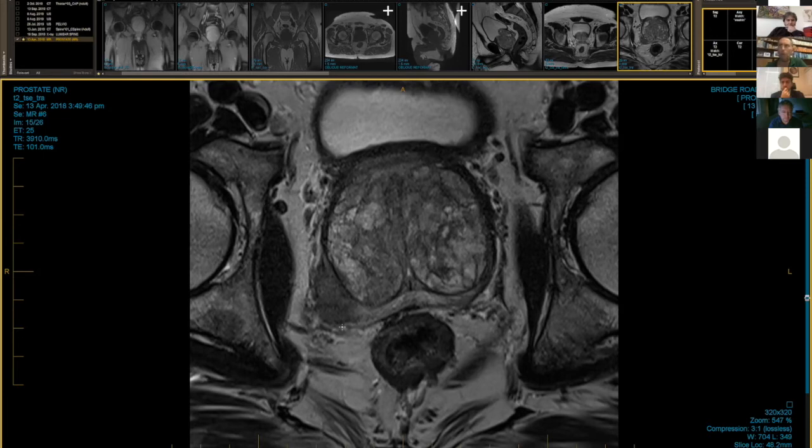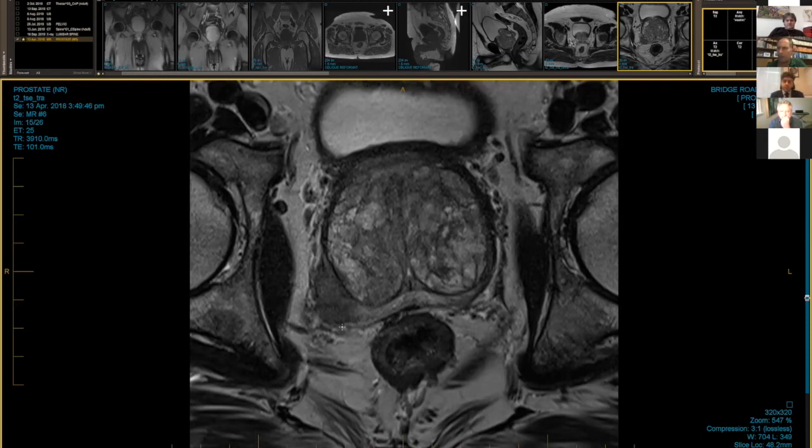And if it's local recurrence, it's the contrast enhanced series that is best for that. Is that right? Absolutely. There's often no mass on T2. There's often no restricted diffusion. You only see it on the DCE. Yep. Okay.